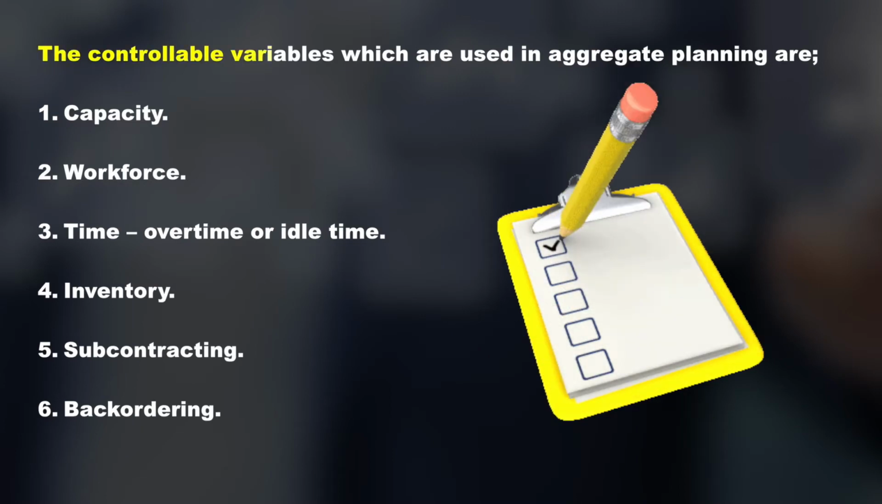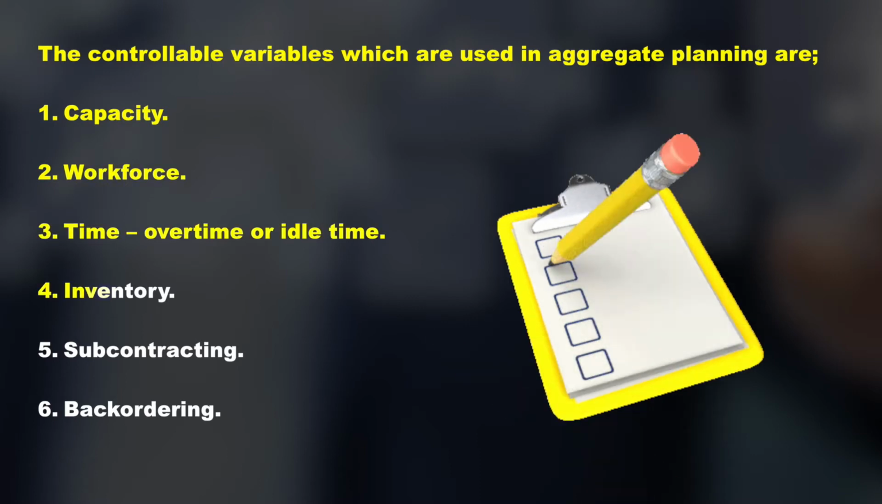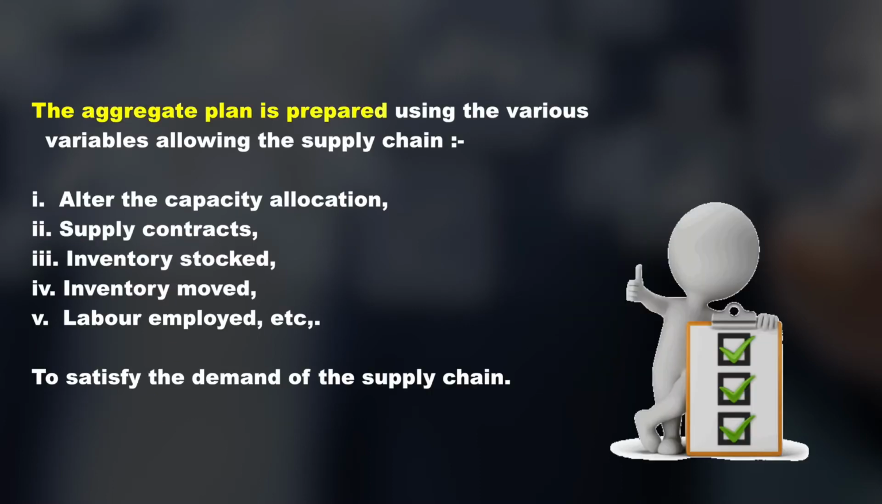The controllable variables which are used in aggregate planning are capacity, workforce, time, inventory, subcontracting, back ordering. The aggregate plan is prepared using the various variables, allowing the supply chain to alter the capacity allocation, supply contracts, inventory stock, inventory moved, labor employed, etc. to satisfy the demand of the supply chain.